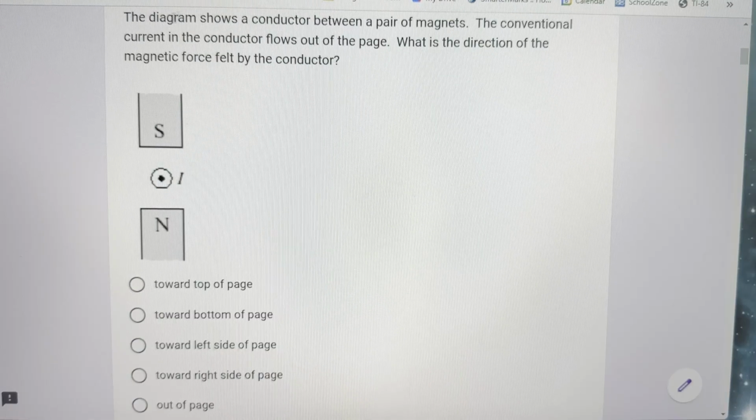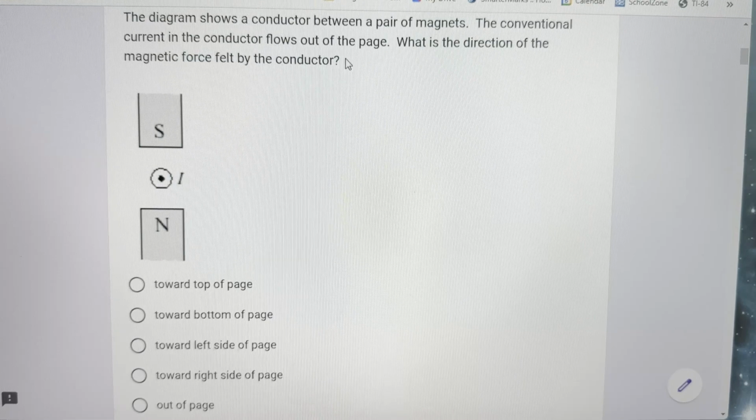All right, so this first one here, it says the diagram shows a conductor between a pair of magnets. The conventional current in the conductor flows out of the page, so they're representing that with a dot there. What is the direction of the magnetic force felt by the conductor?